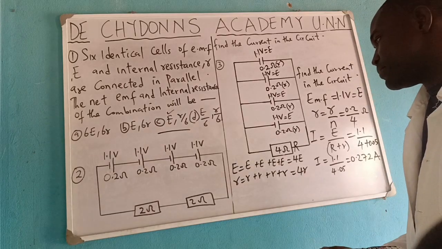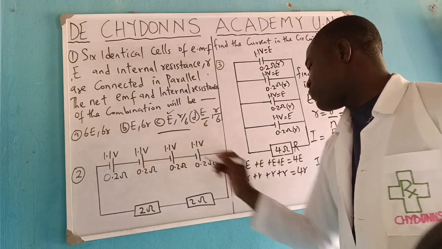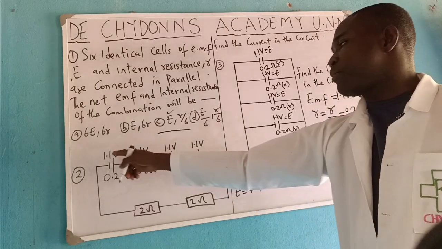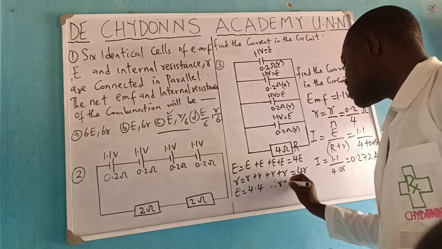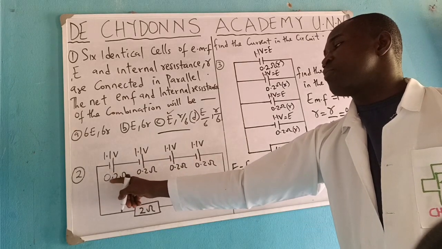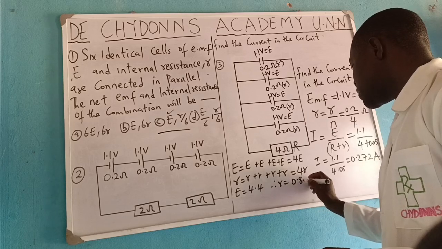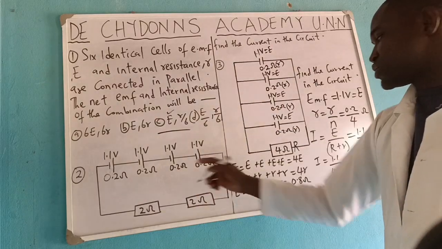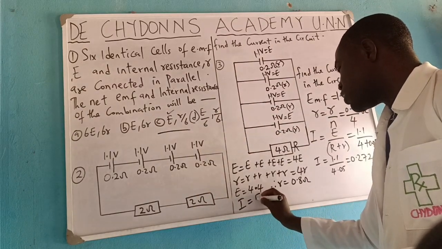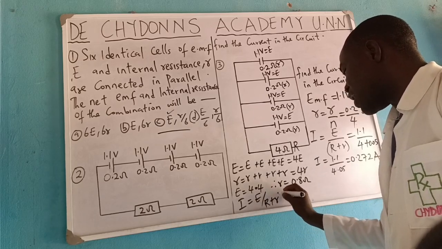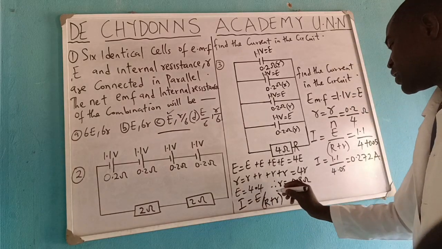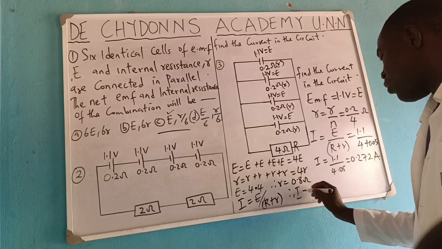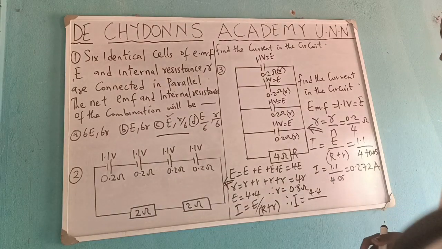So how do we get them? We will say 4E, 4 times 1 of the E. E will be equal to 4.4. That is 4 times 1.1. Whereas R will be equal to 0.2 times 4, 0.8 ohms. How can we now get the current in this? Because they say find the current in this circuit. We will say the current is equal to E all over R plus R. What is our E? Our E is 4.4 all over.